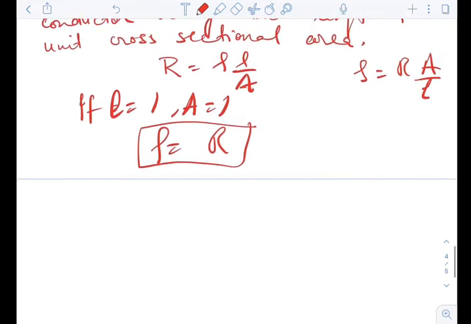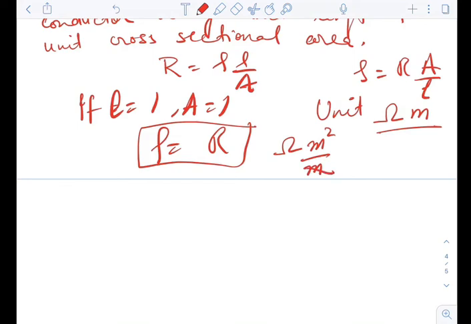Since it is the ratio R into A by L, its unit will be ohm meter. R is ohm, A is meter square, upon L which is meter. Meter and meter cancel out, leaving ohm meter. The unit of resistivity is ohm meter.